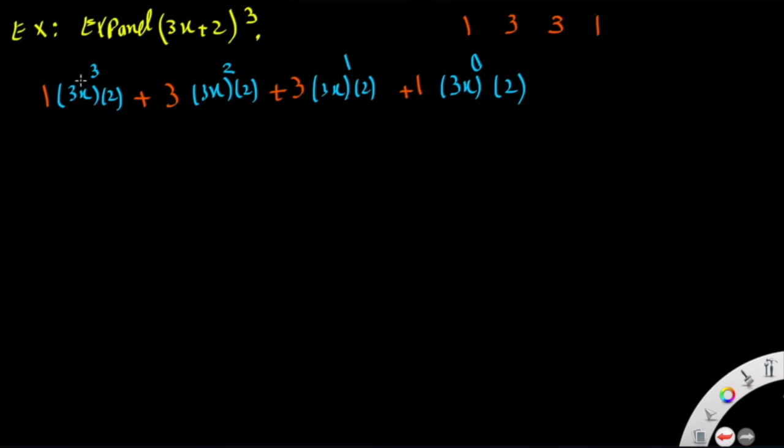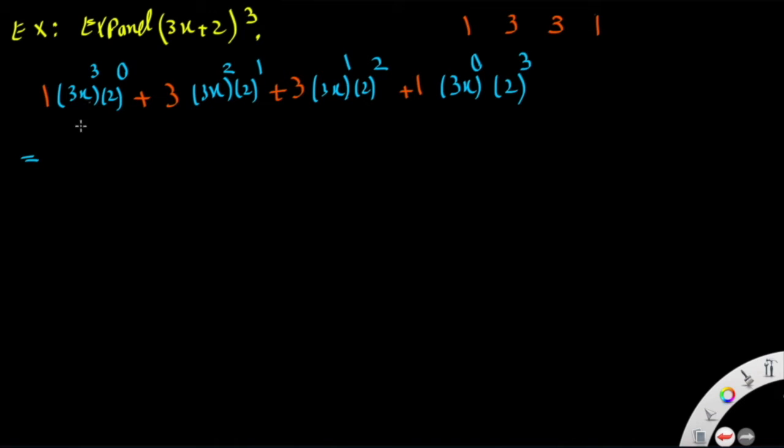Now the second term moves in the opposite direction. One of them is written in descending order, the second term is written in ascending order. So it will be 0, then 1, then 2, and up to 3. As you see here, the sum of powers always adds up to n. Here is 3. 3 plus 0, 3. 2 plus 1, 3. 1 plus 2, 3. 0 plus 3, again 3.